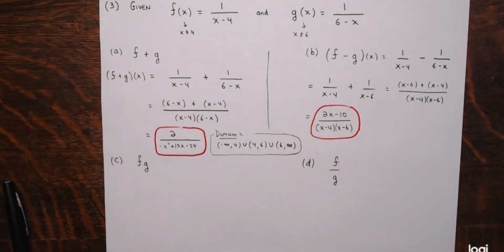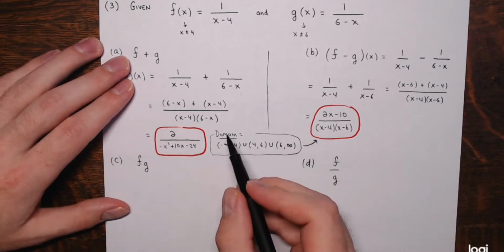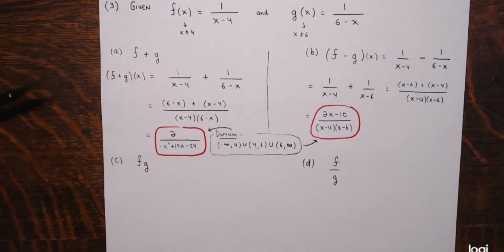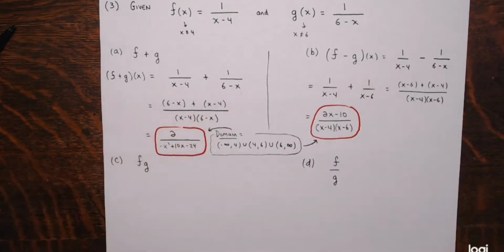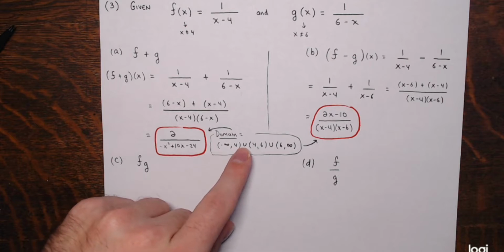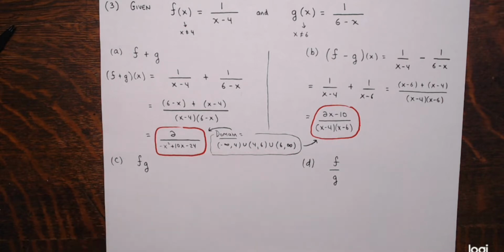And the domain, I'll just say the domain is the same. Right? So this domain I wrote here is the domain for both these functions. Because you can't plug in 4, you can't plug in 6. Same as here, right? So the domain is everything up to 4 in union with everything between 4 and 6 in union with everything greater than 6. Okay, great.